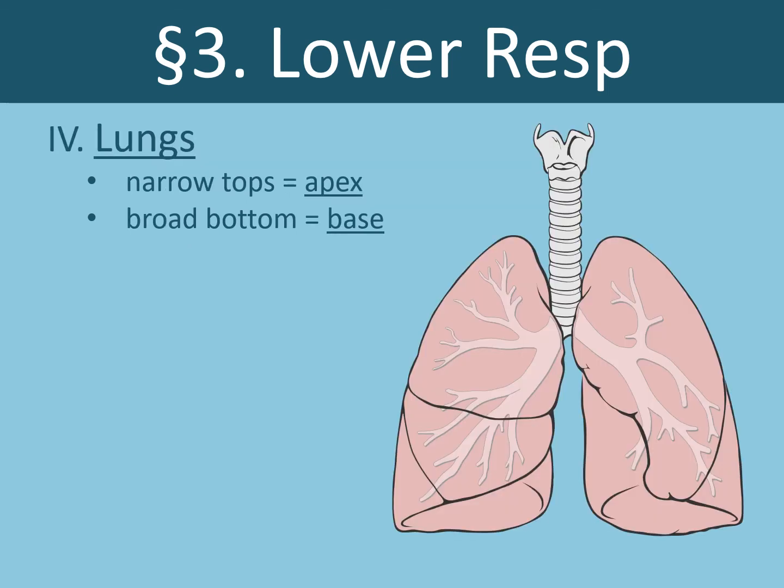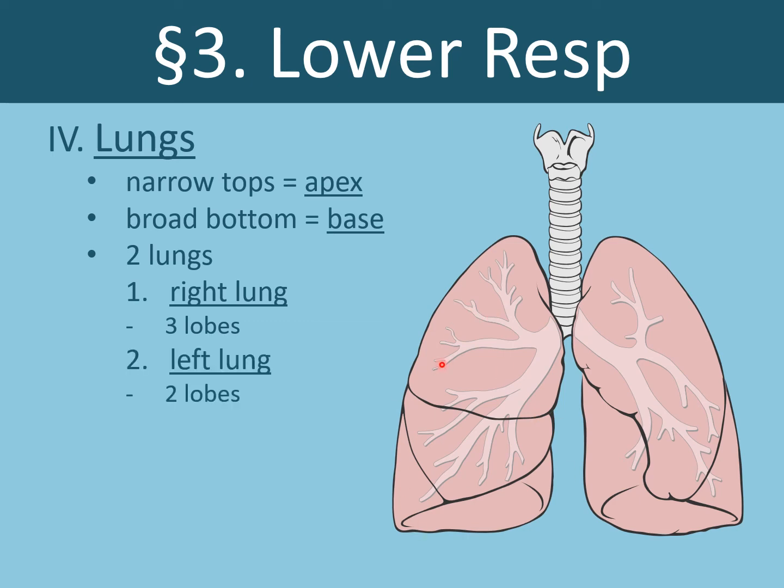Next is the lungs. The narrow top portion of the lungs are the apexes, and the broad bottom parts of the lungs are the bases. We of course have two lungs, a right lung and a left lung. The right lung has 3 lobes, and the left lung only has 2 lobes. Also, the left lung has this notch where the heart is located.